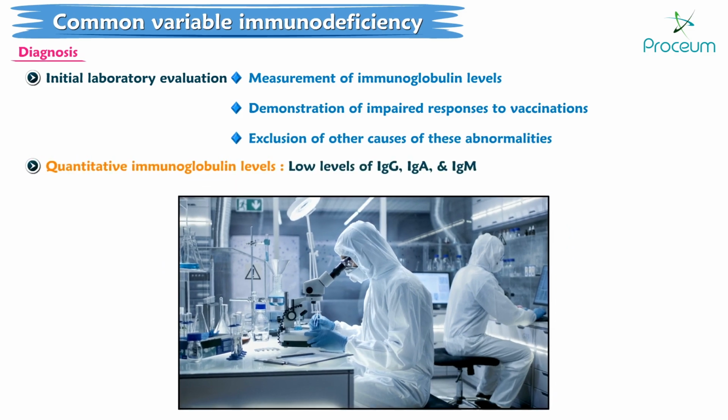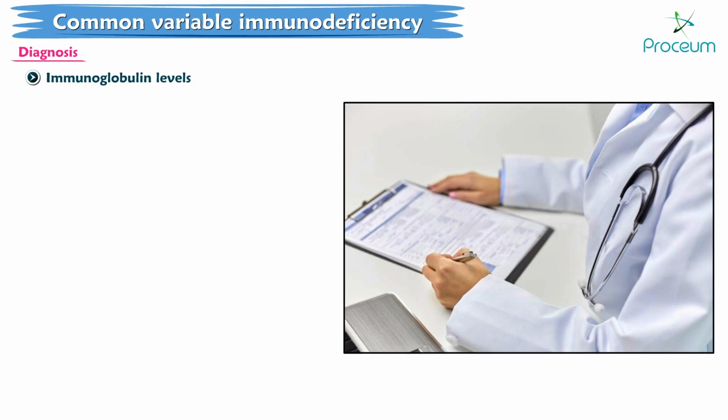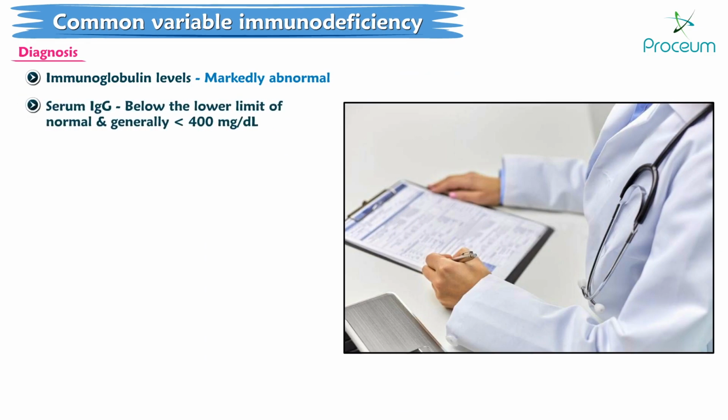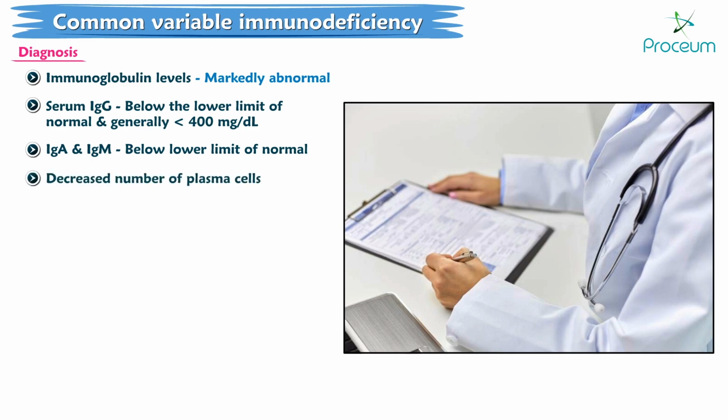Quantitative immunoglobulin levels should show low levels of immunoglobulins G, A, and M. Serum immunoglobulin levels are markedly abnormal in patients with CVID. Serum immunoglobulin G should be below the lower limit of normal and generally under 400 milligrams per deciliter. In addition, immunoglobulin A and/or immunoglobulin M should be below the lower limit of normal. There will be a decreased number of plasma cells.